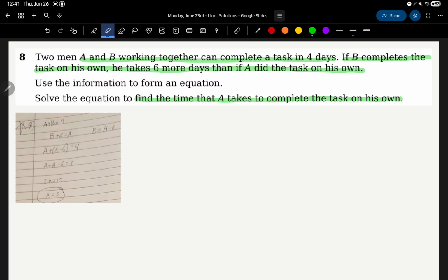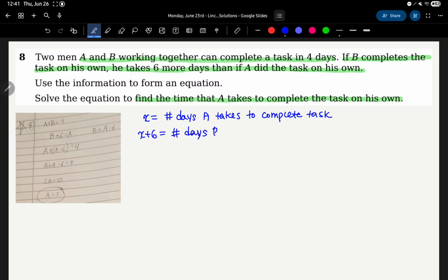How are we supposed to solve this? So if I were to set x as the number of days that A takes to complete the task, x plus 6 is going to be the number of days that B takes to complete the task.